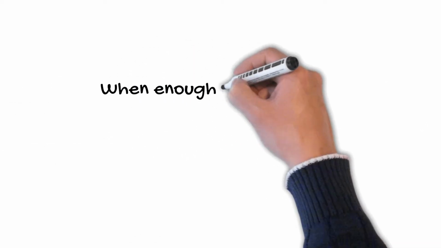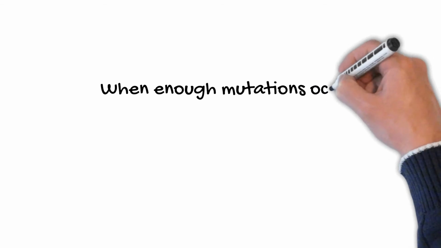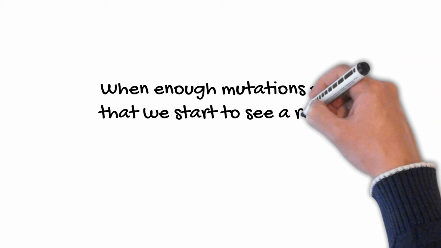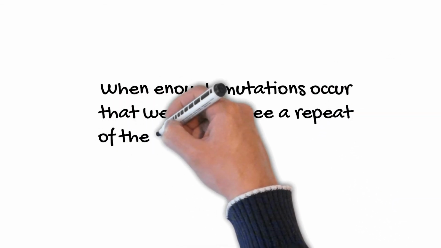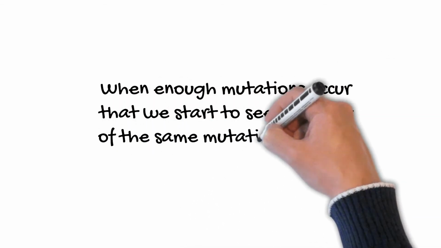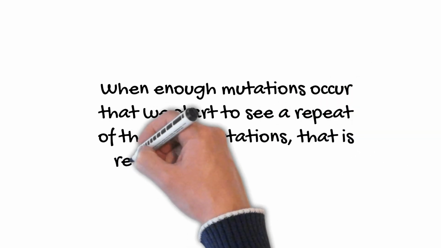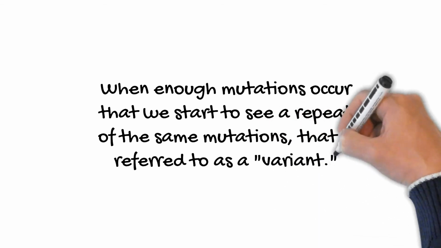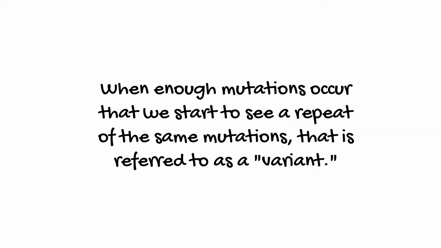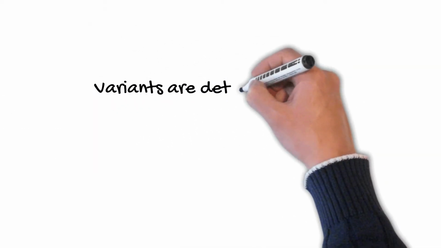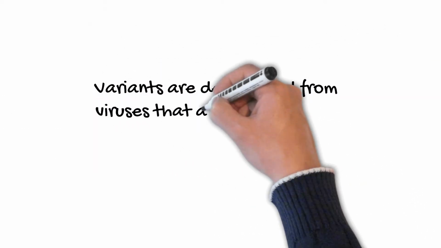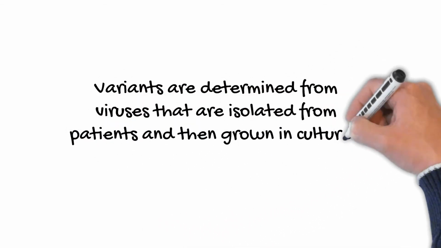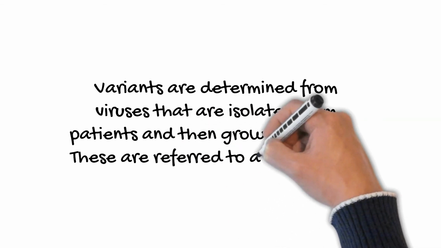When enough mutations occur that we start to see a repeat of the same mutation, that's referred to as a variant. And in fact, a single mutation could be referred to as a variant, but what we're doing is seeing patterns starting to emerge, and when we see a repeat of those same mutations, that's when it's usually labeled as a variant. Now, variants are determined from viruses that are isolated from patients and then grown in culture. Those are referred to as isolates. So there's another glossary term down.